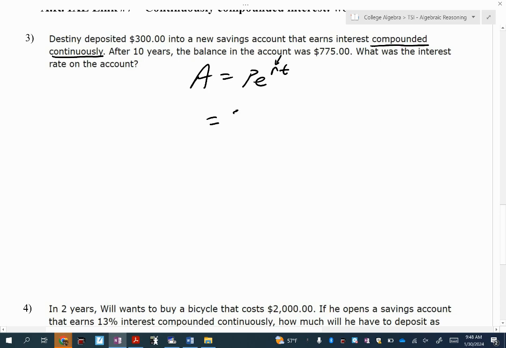So Destiny deposited $300. I don't know R. How long is the money in the account? 10 years. And how much money is in the account after 10 years? 775. So in this one, I'm solving for R, which is the rate. Where is that located? In the exponent. So I'm going to be using natural logs.